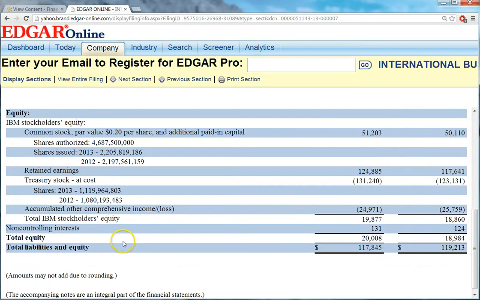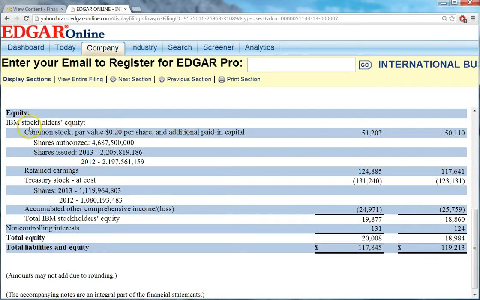And where I really want to focus the discussion here is shareholders' equity. So IBM stockholders' equity or shareholders' equity. Before we get into the details here, just kind of look at the headings. So we have common stock, right? The paid-in capital. We have retained earnings. We have treasury stock. We have some AOCI, and we also have non-controlling interest here. So we've got a variety of the typical kinds of accounts that we would expect to see.